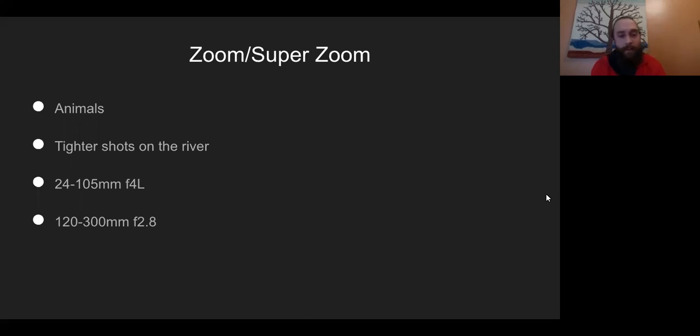And then I have a super mega 120-300, which is like the size of my arm and 11 pounds. And it's my bicep workout for the day, taking that lens out, but super, super sharp, super fast. But an absolute hog, but I love it.